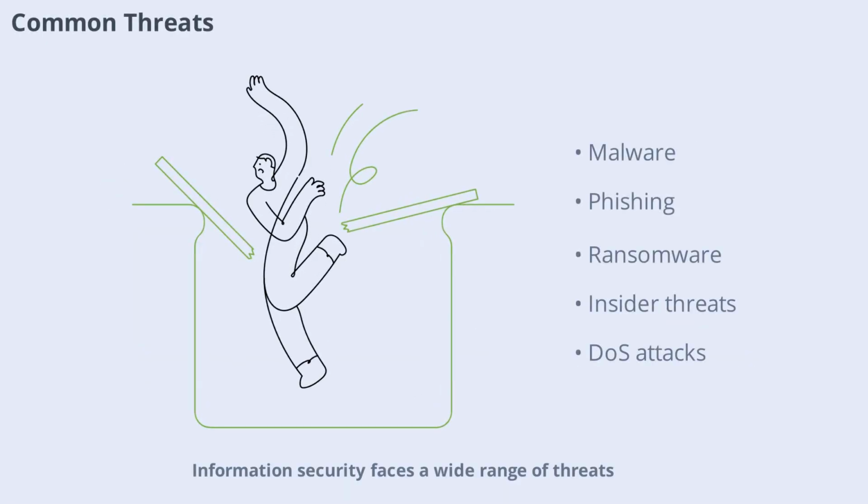Information security faces a wide range of threats, from cybercriminals to natural disasters. Some of the most common threats include malware, phishing attacks, ransomware, insider threats, and denial-of-service attacks. Each threat targets different aspects of the CIA triad, aiming to steal, alter, or disrupt information. Understanding these threats is the first step in building effective defenses. In the next scenes, we'll break down each major threat and discuss how to recognize and respond to them.